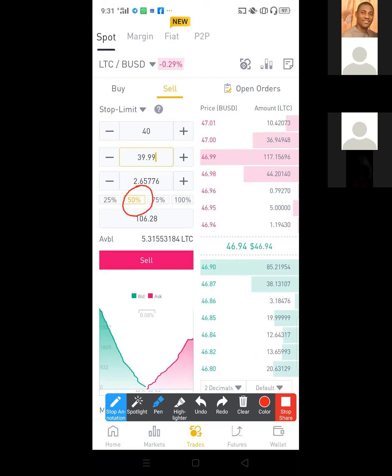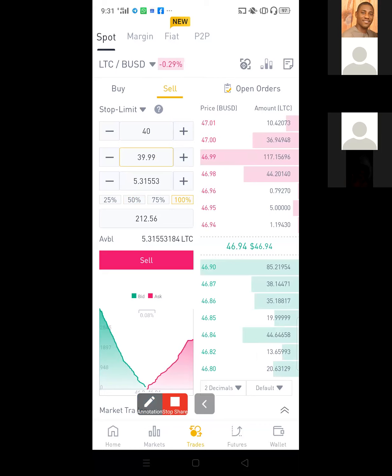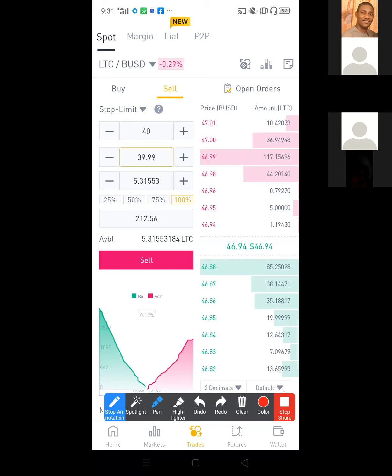But if you want to move everything, it is simple. Just tap on 100%. With 100%, you are simply saying, move all my coins when the price gets there. And you click on sell. Tap on sell. All right, that happens. Now, what happens if you want to do OCO?